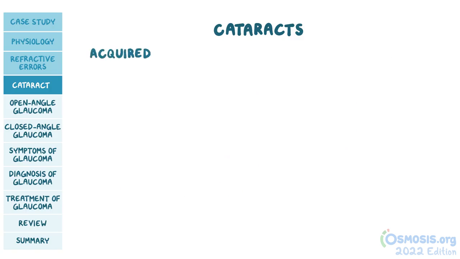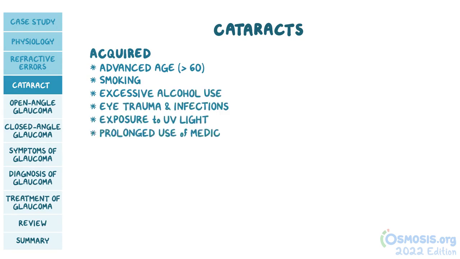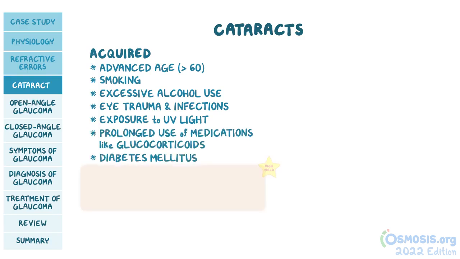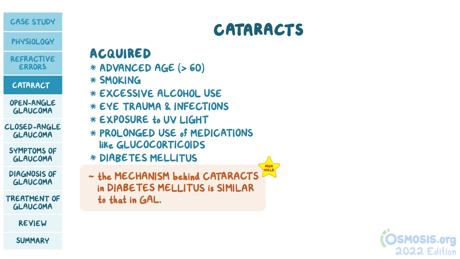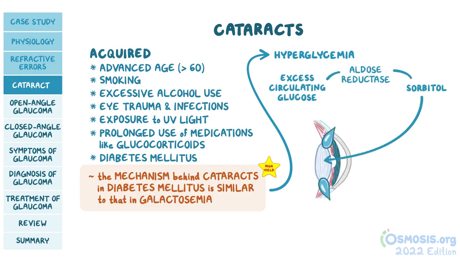Now, when it comes to acquired cataract, risk factors include advanced age, usually above 60, smoking, excessive alcohol use, eye trauma and infections, exposure to UV light, prolonged use of medications like glucocorticoids, and diabetes mellitus. For your exams, note that the mechanism behind cataracts in diabetes mellitus is similar to that in galactosemia. So when there's hyperglycemia, the excess circulating glucose is converted to sorbitol by aldose reductase. Sorbitol then accumulates in the lens, causing osmotic cellular injury.